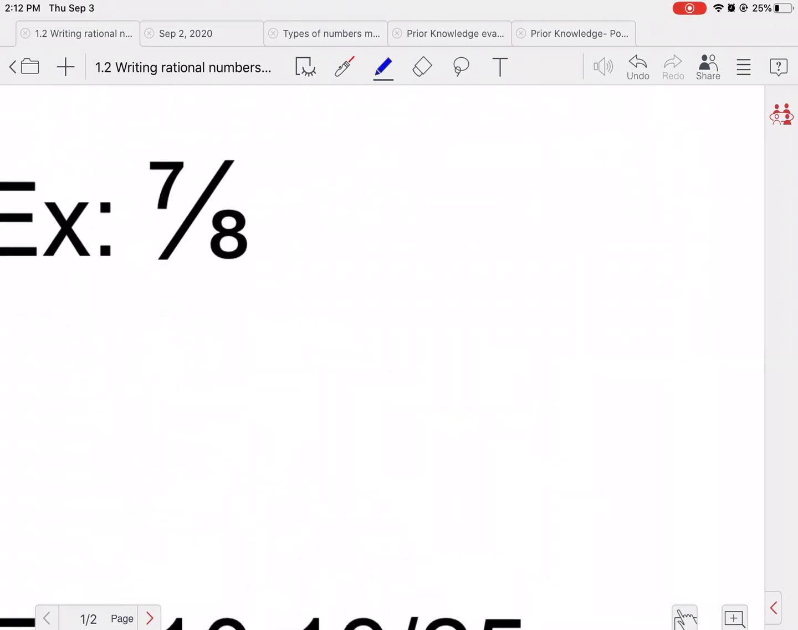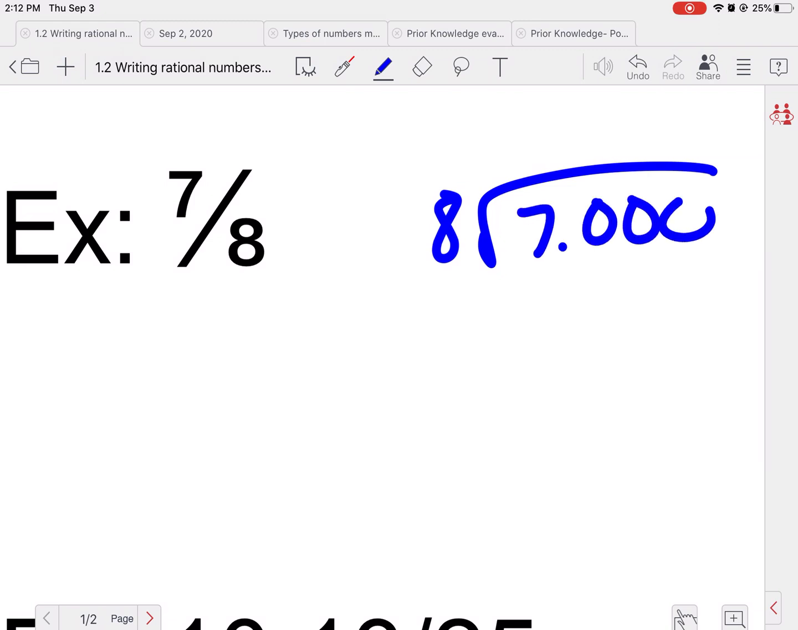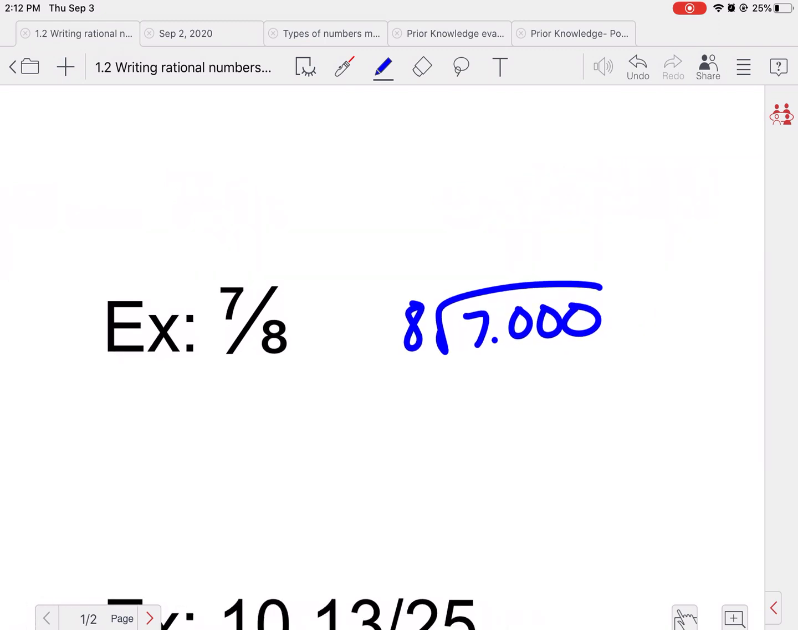So 7/8. There's no way I can get 8 to look like 100 nicely. So I'm going to say 8 goes into 7. Okay, so 8 does not evenly go into 7, so I'm going to put my 0 and bring up my decimal. Does 8 go into 70? Well, 8 times 8 is 64, so I think that's good. So 70 minus 64 is 6.